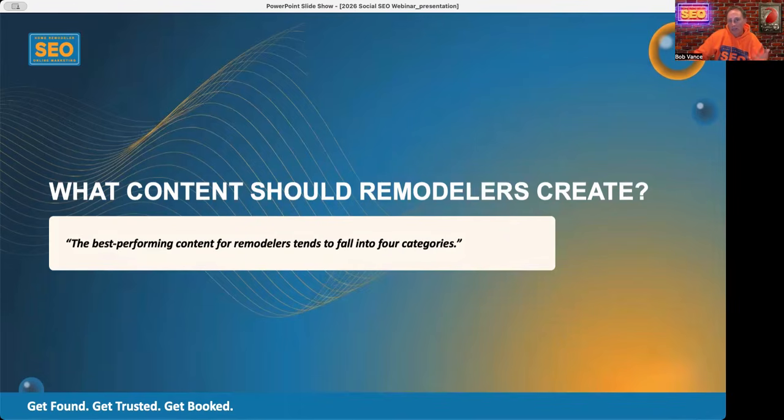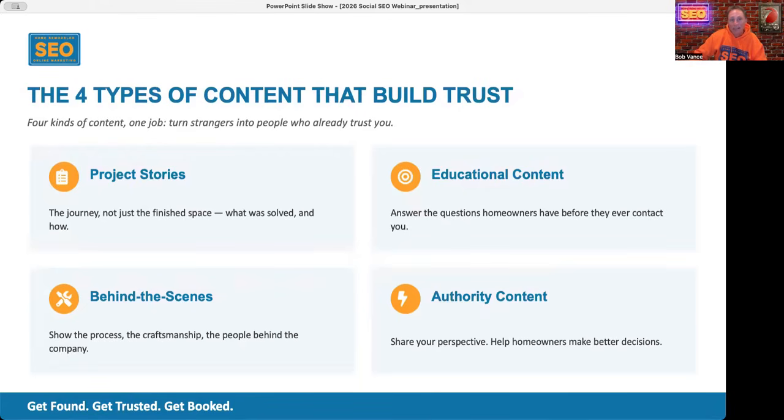And so, what content should remodelers, builders, and home improvement specialists really create for their social platforms? I think the best performing content for remodelers and builders tends to fall into four different categories. First is the project stories. Don't just show the finished kitchen or the finished bathroom. Explain the journey. What was the homeowner struggling with before you arrived? What challenge did your team actually solve? And then what decisions made the project successful?